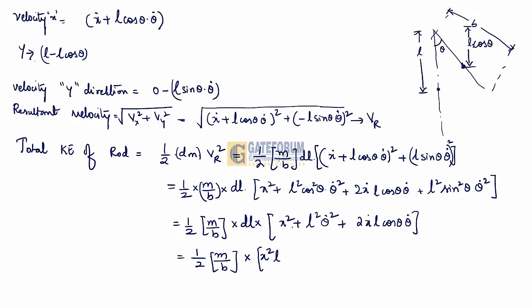Or x square times b. Actually here we are integrating from 0 to b. So this will be x square times b, plus L cube by 3, which means b cube by 3 theta dot square, plus 2x x dot, this will be L dl, integration of 2 L dl will be L square. So limits will be 0 to b. So this will be equal to b square by 2 times cos theta into theta dot. That's all we have.